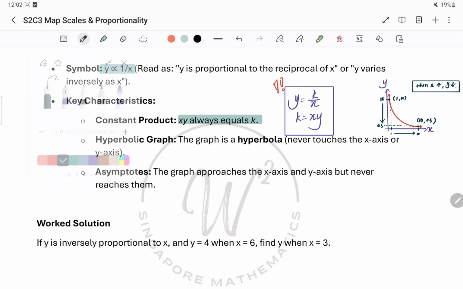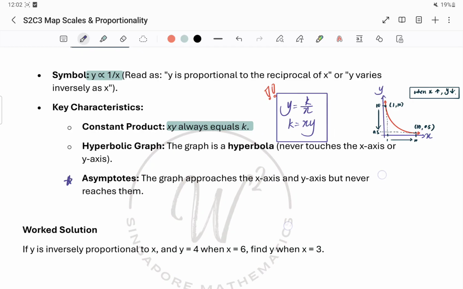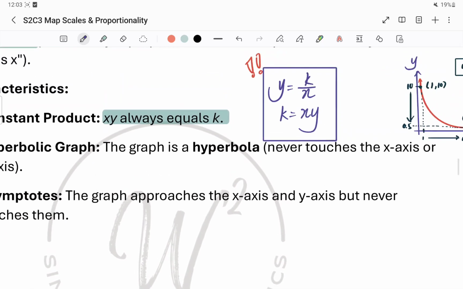And one thing that you can also remember, asymptotes. The graph approaches the x-axis and y-axis but never reaches them. Why is this so? What if my graph touches the x-axis? The y value will become 0. If my graph touches the y-axis, my x value equals 0. This is the intercept, right? So we cannot have x and y equal to 0, because in a fraction you cannot have that.